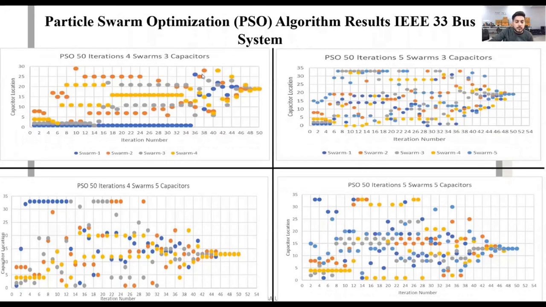And these are the converging behavior of the system, how the system converges. Basically, you can see that these colorful dots show the converging behavior. They are finding the best location where we have to place the capacitors. You can see that after converging, the swarms stop at one point, which is bus 28, the best location where we can place our capacitor banks to get our desired results. The other 3 graphs show the same behavior.